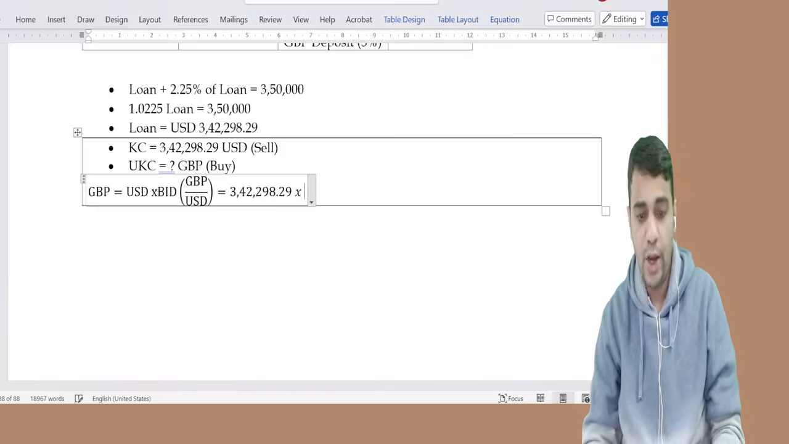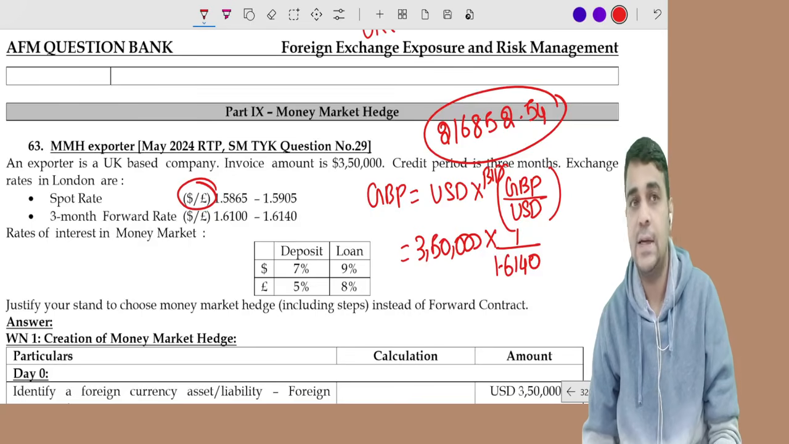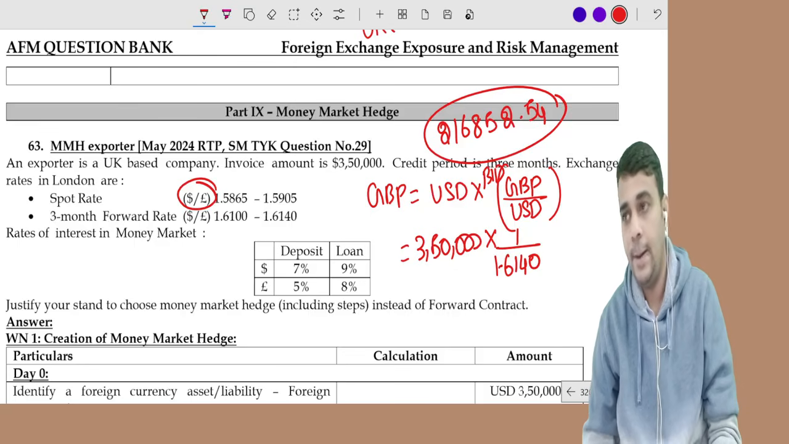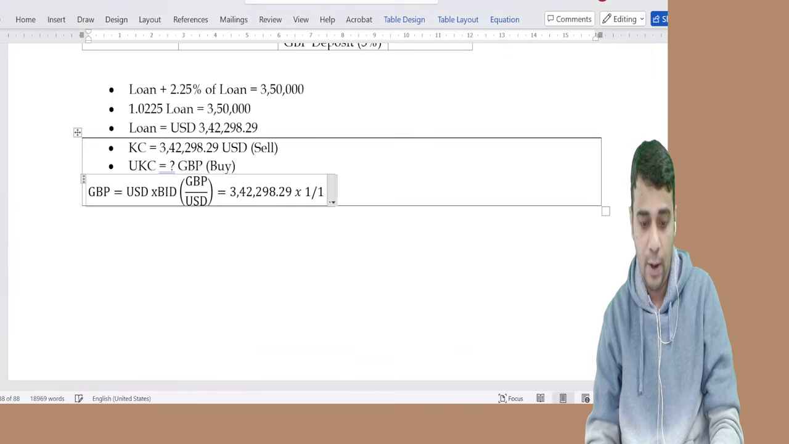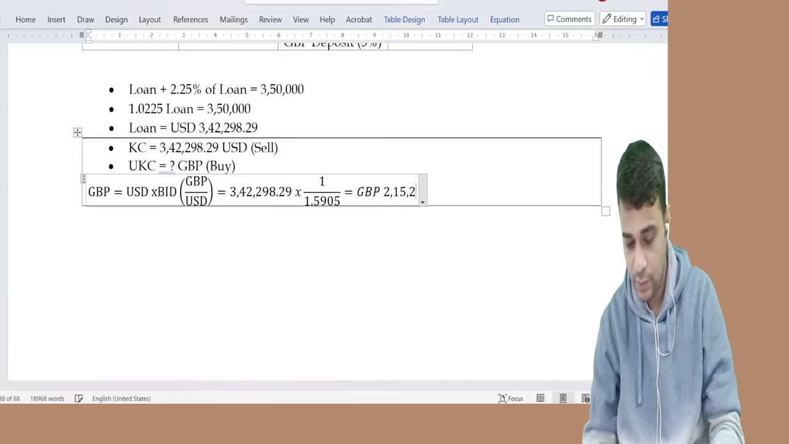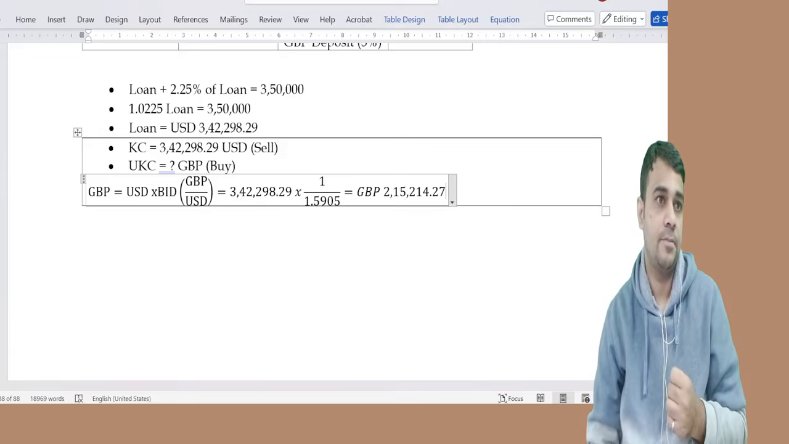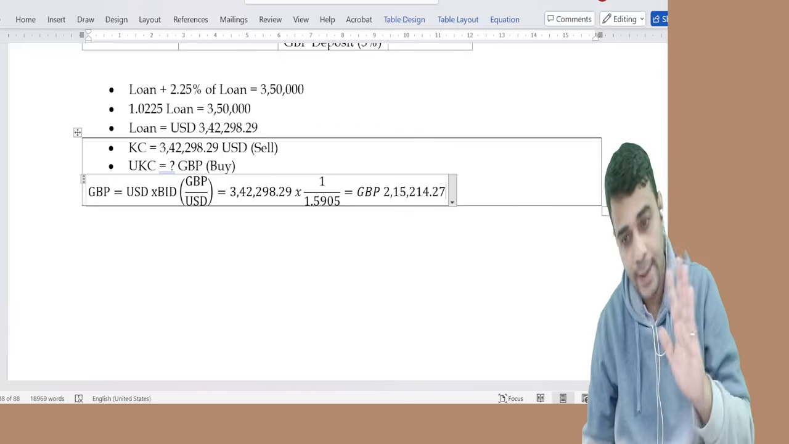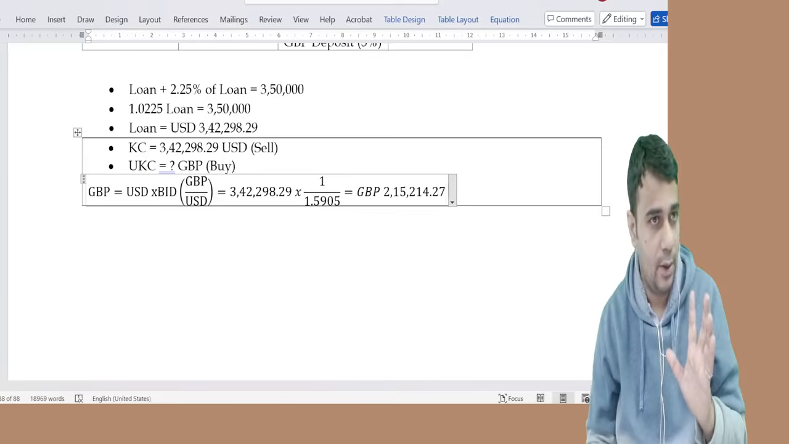342,298.29. Do you have GBP per USD in the question? Tell me, one by ask spot rate today, okay? One by ask spot rate. 1 divided by 1.5905. Two decimal answer which I've got in live online. 214,527. Clear? Done. I got this money. 214,214.27 today.